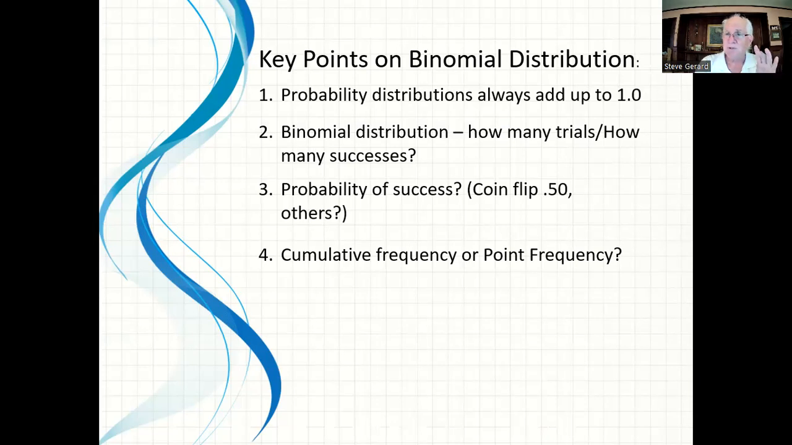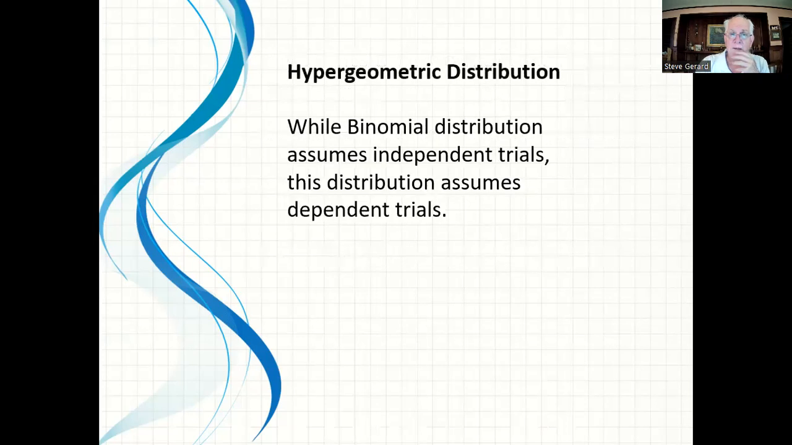The binomial distribution is the key one here. It's the one you really want to pay attention to. I mentioned a couple others, and I want to go back and talk about these briefly. One I mentioned, and I'm not really going to give you the formula or ask you to do anything with it, is the hypergeometric distribution. The binomial distribution assumes independent trials. The hypergeometric says, no, they don't have to be independent trials.